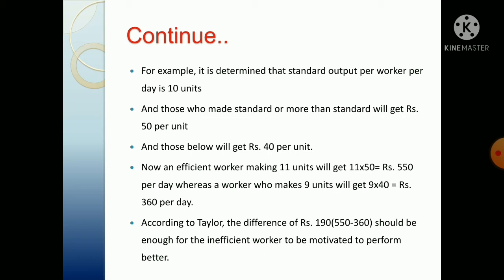Now the efficient worker making 11 units will get 11 into 50, that is 550 rupees per day, whereas the worker who makes 9 units will get 9 into 40, that is 360 per day. So according to Taylor, the difference of these amounts, that is 190, should be enough to push the inefficient worker, and it also motivates them to perform better in the organization.